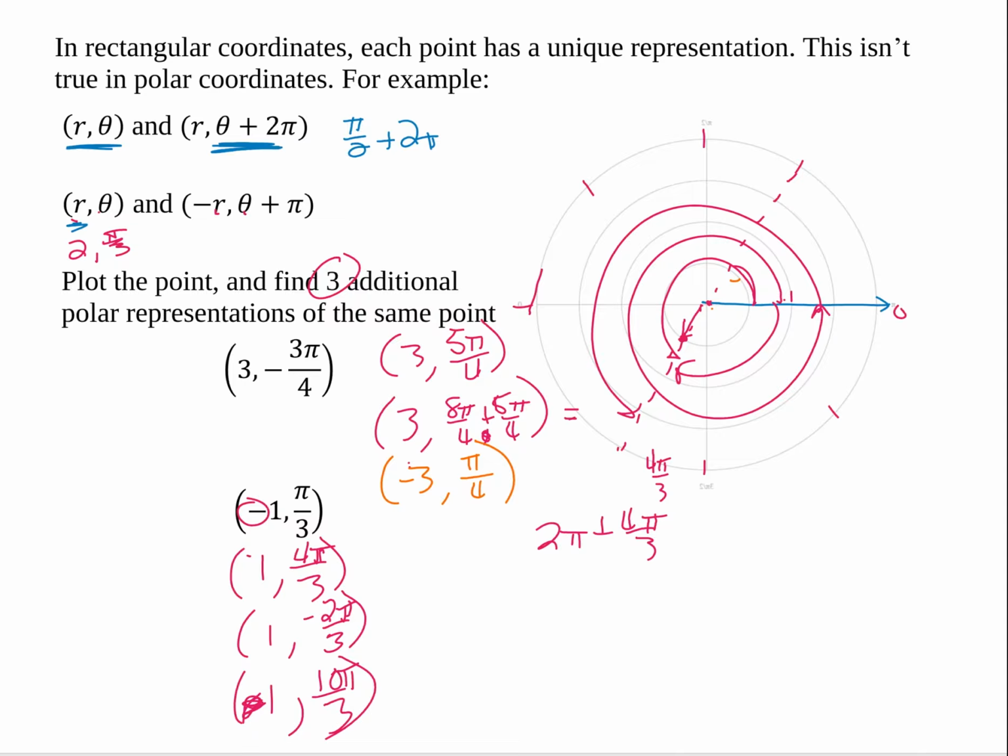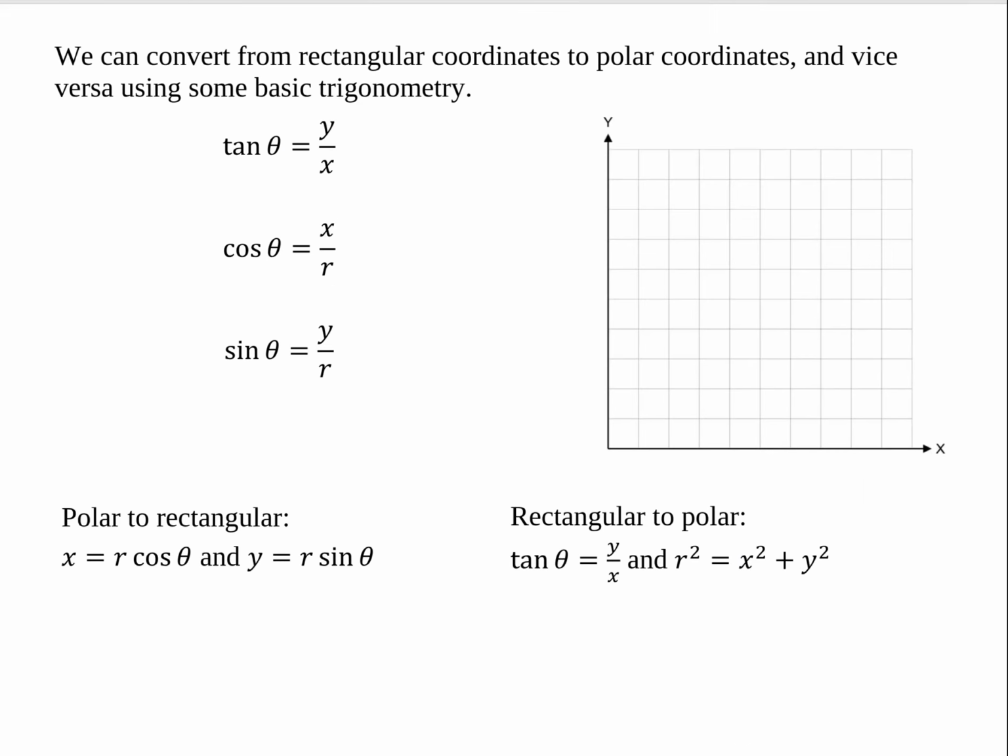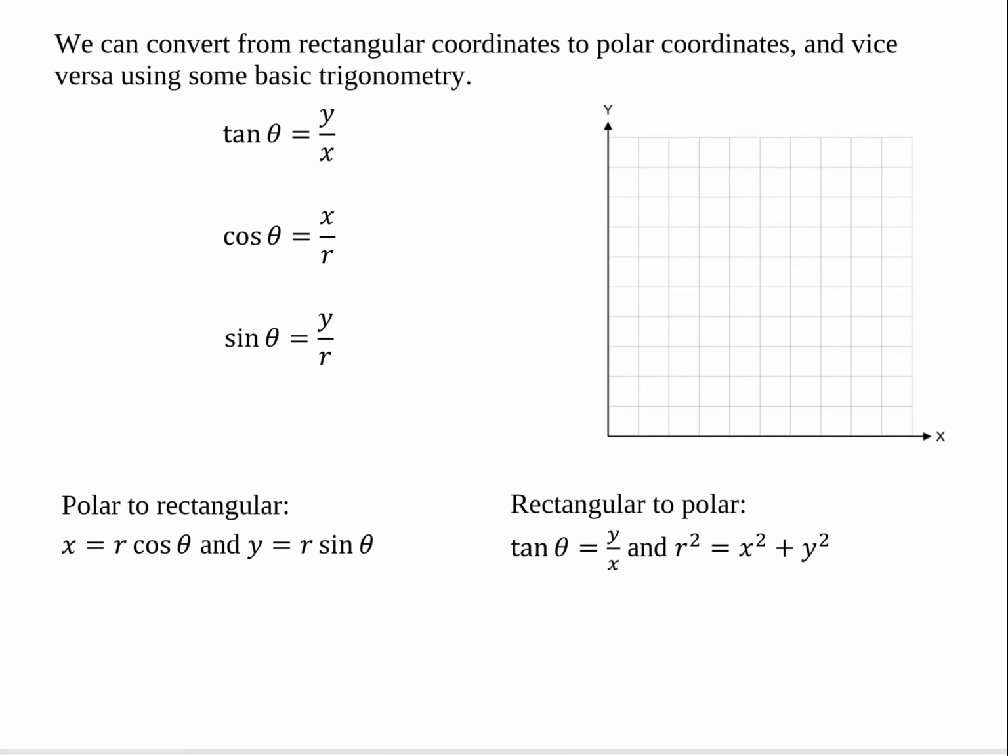And so the point of this is just to show you that you can have multiple ways to represent the same ordered pair in the polar coordinate system as opposed to the rectangular coordinate system where you only have one way to represent a unique point. Okay, so we can convert from rectangular coordinates to polar coordinates as well, and then also vice versa, by just using basic trig. So what we need to do is just recall what these trig functions actually represent.